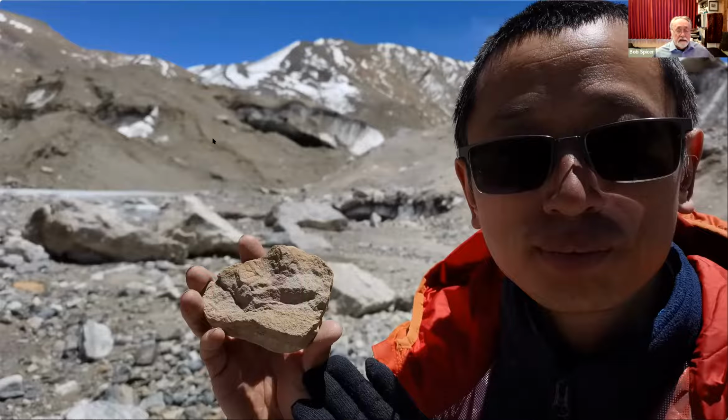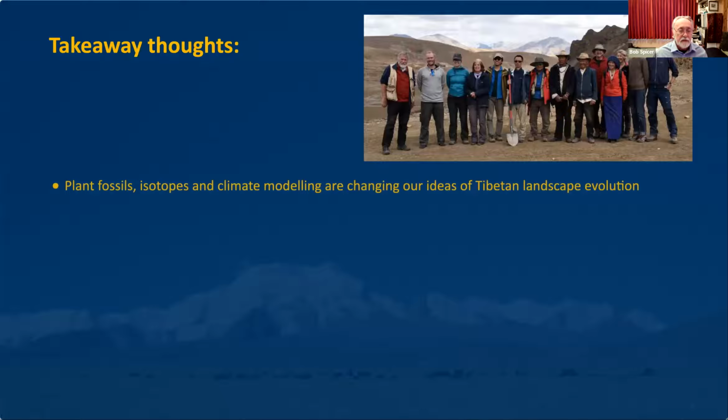And literally the other day, I got the first indications that the oldest possible date for this is 16 million years. So it could be mid-Miocene or younger, but we don't yet know precisely how young. But this is all very exciting stuff, and it could tell us more about the elevation of the Himalaya. So here are some takeaway thoughts. Plant fossils, isotopes, and climate modeling are changing our ideas of the Tibetan landscape evolution.